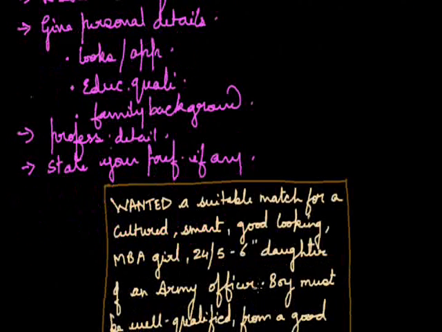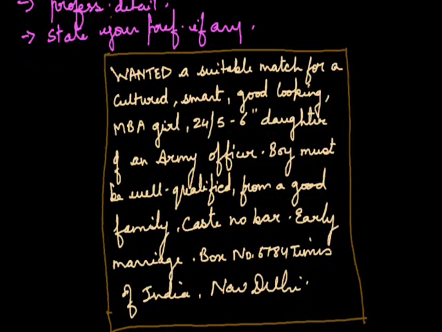Now again the sample is there for you. For matrimony, say you are looking for a suitable match for your smart, good looking daughter, you have to draft an advertisement for publication in the newspaper. The advertisement will look like this: wanted a suitable match for a cultured, smart, good looking MBA girl, 24 years, 5'6" daughter of an army officer. Boy must be well qualified and from a good family, caste no bar, early marriage, reply to the following address.